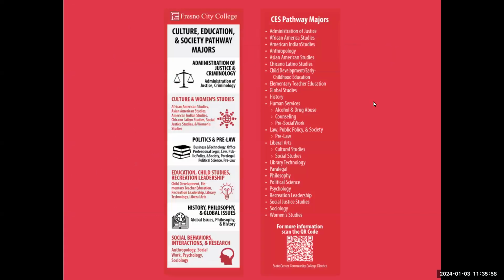Next slide, please. Okay, so you can see on our list of majors here, but you already have your major selected. But for anyone else that's watching this recording, you can find this information on our website at fresnocitycollege.edu. And under the academics tab, you will just click on RAM pathways. Okay, so as you can see, there's a plethora of various majors, everything from administration of justice and criminology, culture and women's studies, politics and pre-law, education, child studies, rec leadership, history, philosophy, and global issues, as well as social behaviors, interactions, and research.